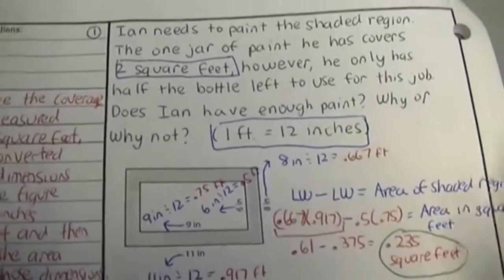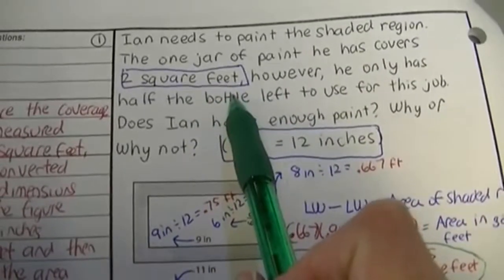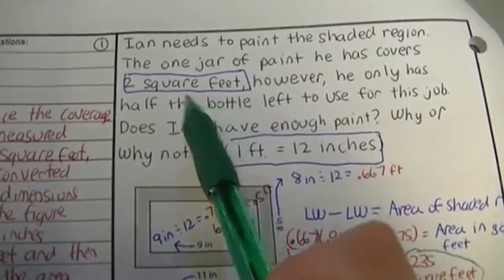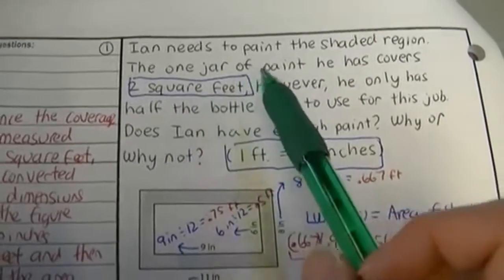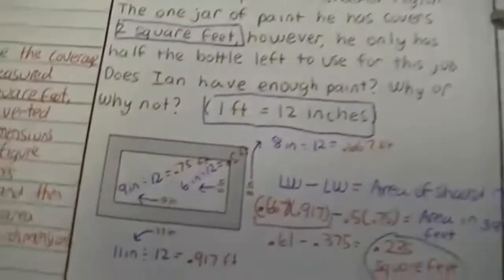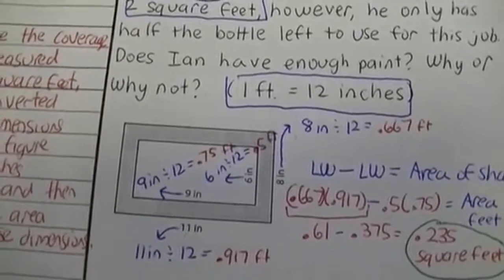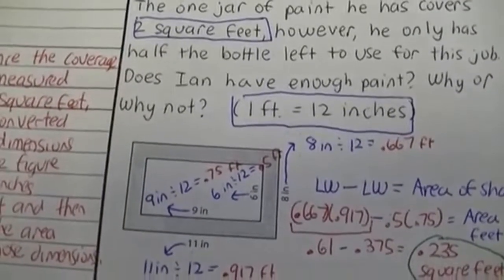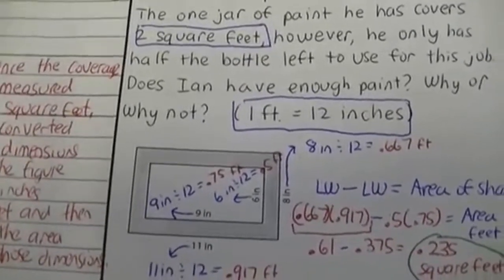Okay, so looking up here, it does say he only has half of the bottle left to use. So if it covered 2 square feet, half the bottle, let me think about this, half the bottle would cover, wouldn't that cover half a square foot? I'm going to have to look that up again because I'm trying to think.